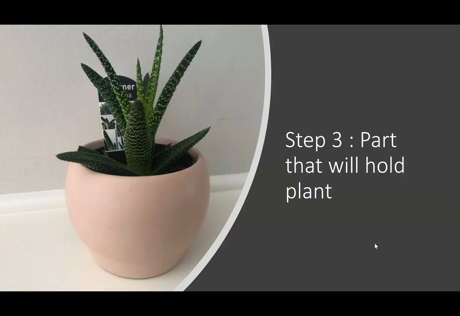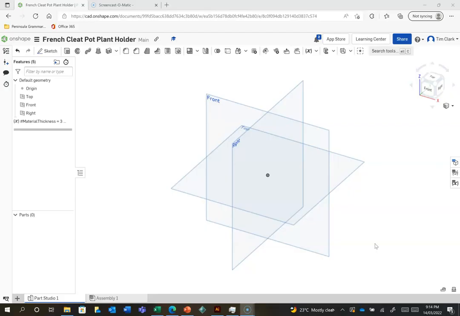Step three involves creating the part that will hold the plant, and my idea is to cut out a circle in a square or rectangular part and have the pot plant sit in there. You can see there's 100 mils around the side, and I think it gets up to about 140 mils in its widest depth, so we need to take that into consideration as well. So we'll create a part that will hold the plant nicely.